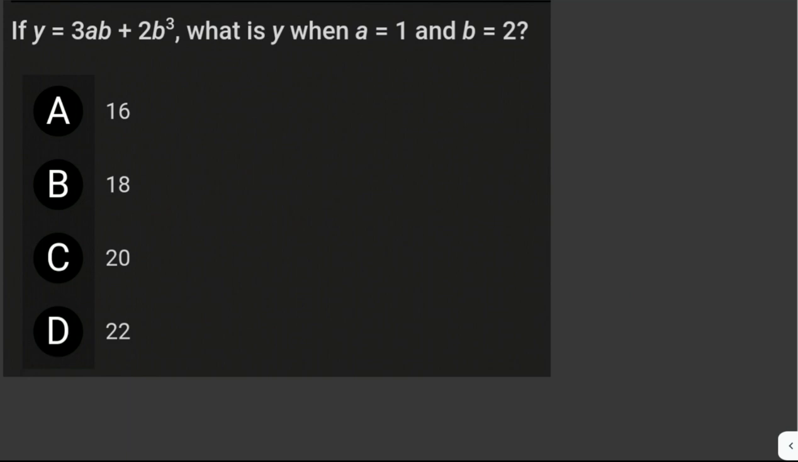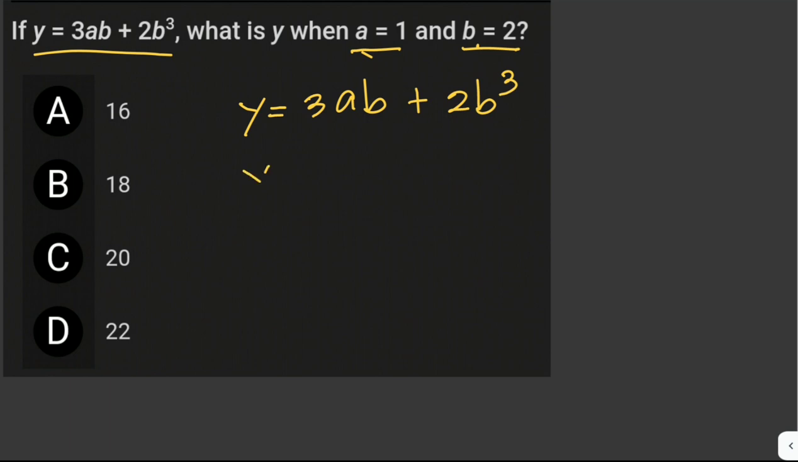If y equals 3ab plus 2b cubed, what is y when a equals 1 and b equals 2? So we're given here the values of a and b. So all we have to do is just plug in the values of a and b to this equation here to solve for y. So that would be y equals 3ab plus 2b cubed. Y equals 3 times a, which is 1, times b, which is 2, plus 2b cubed.